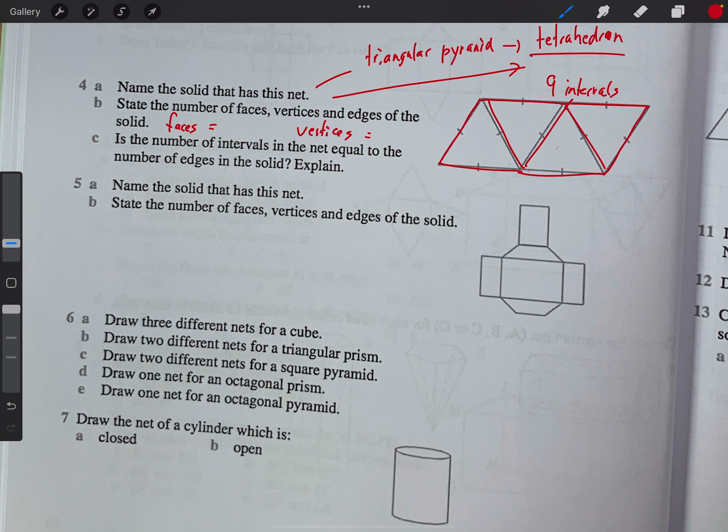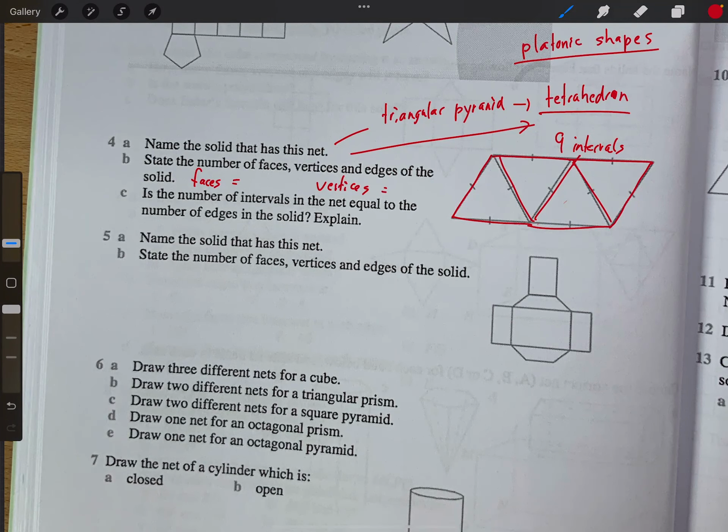Let me say, is the number of intervals in the net equal to the number of edges? How many edges do we have? When you fold this shape together, you're going to get a shape that looks like this. Okay, you've got 1, 2, the back one is 3, 4, 5, and 6. You're going to get 6 edges, but you've got 9 intervals. So no, they're not equal to each other.